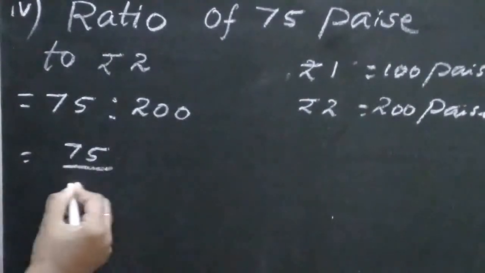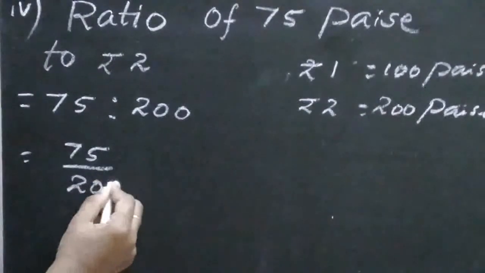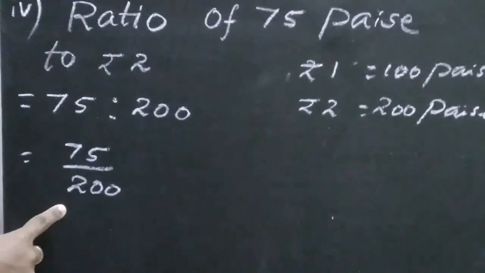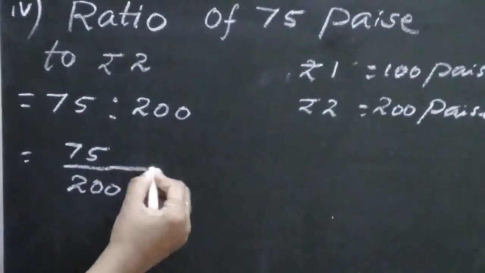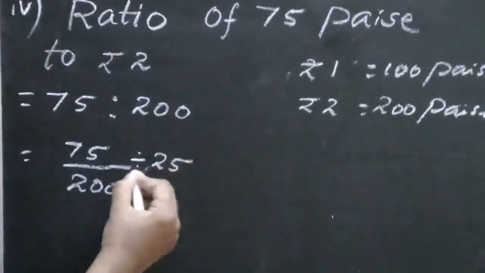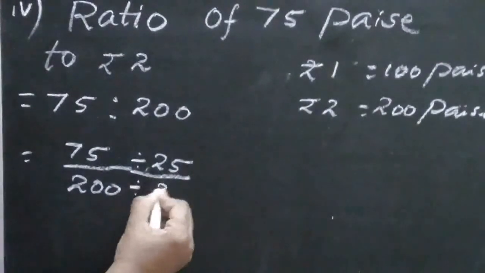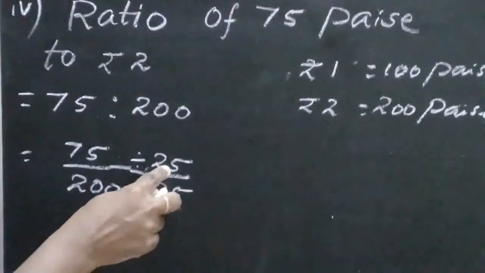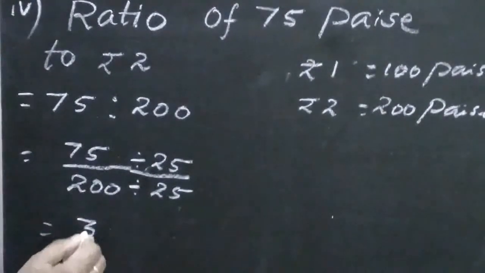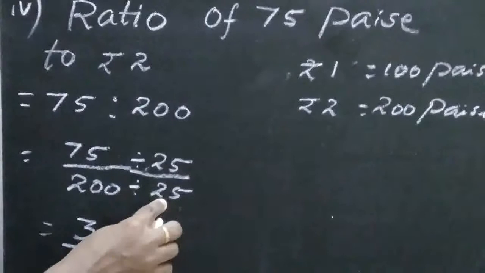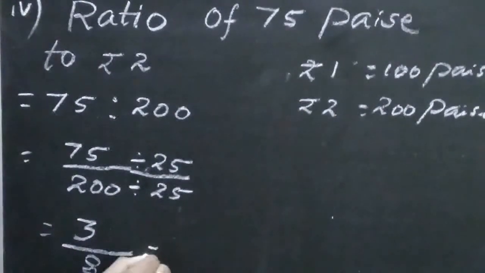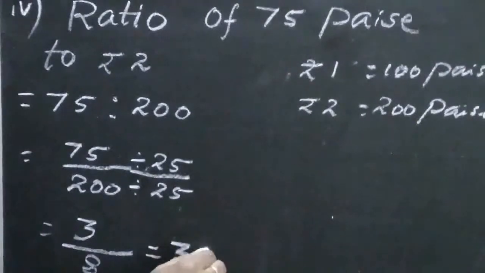75 divided by 200. In both numerator and denominator, divide by 25 table. So divide by 25 in numerator and denominator. In 25 table 75, 3 times 25 are 75. In 25 table 200, 8 times. So 3 divided by 8. So the answer is 3 is to 8.